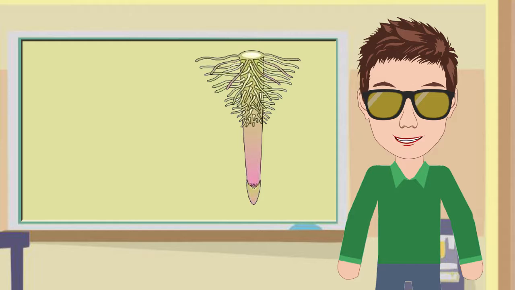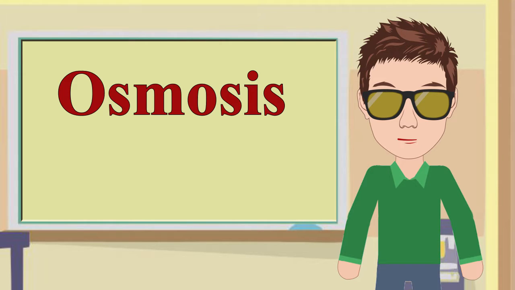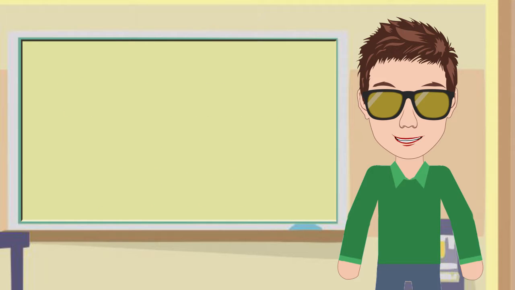Inside the root we can find two channels, xylem and phloem. The xylem is for transporting water and nutrients upward, and the phloem is for transporting sugar up and down. They are thin pipes. The plant doesn't need to pump the water, it moves in by itself. Do you remember? Osmosis. It doesn't need to pump up the water, thin pipes. We can say this process is energy free.